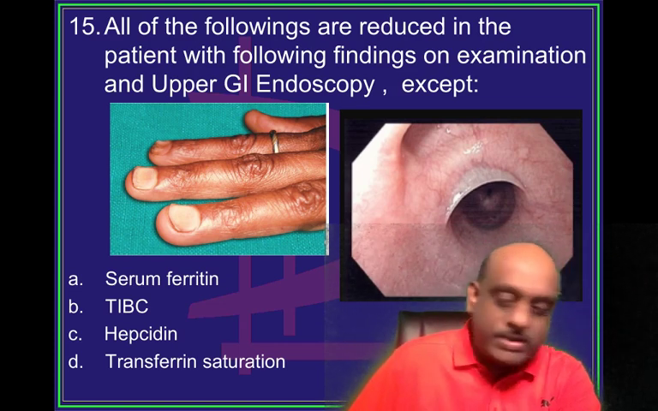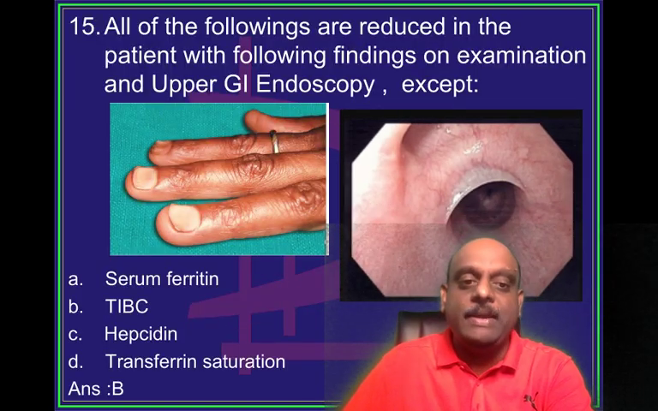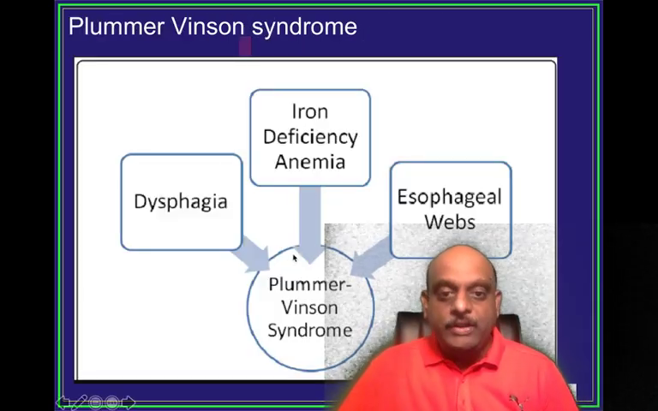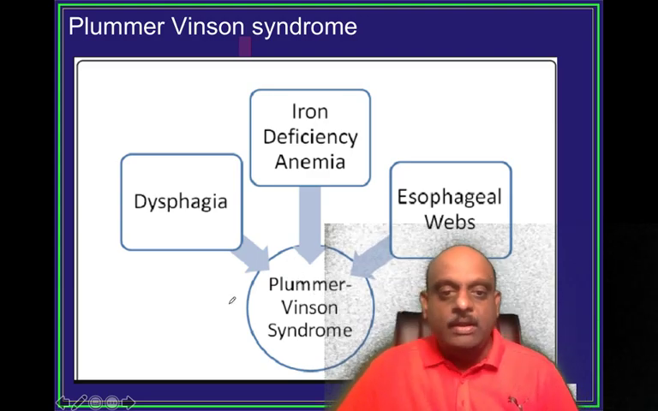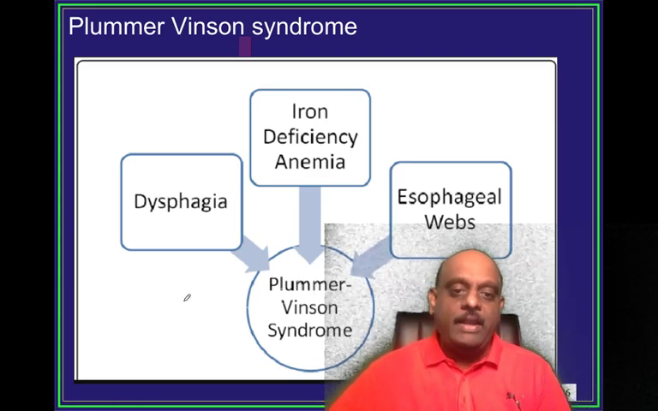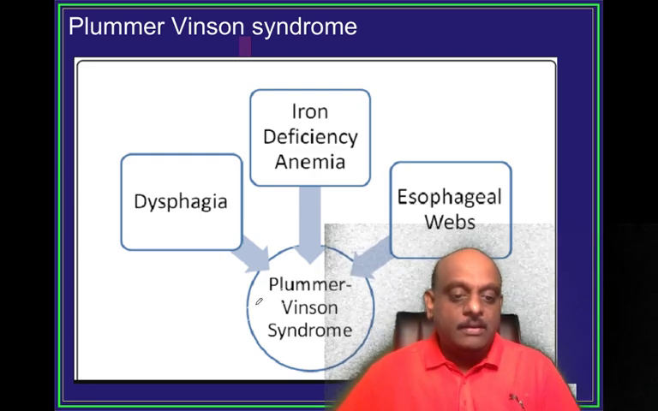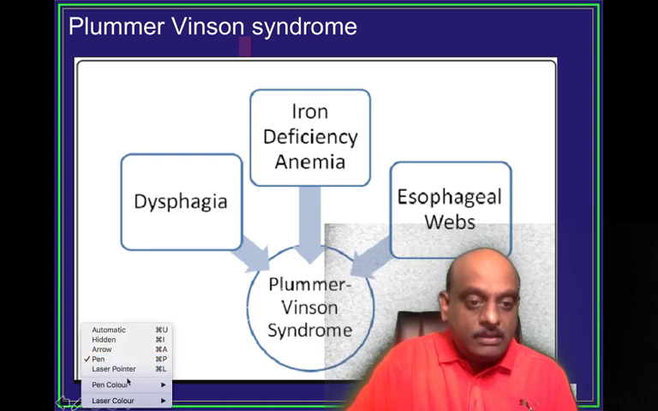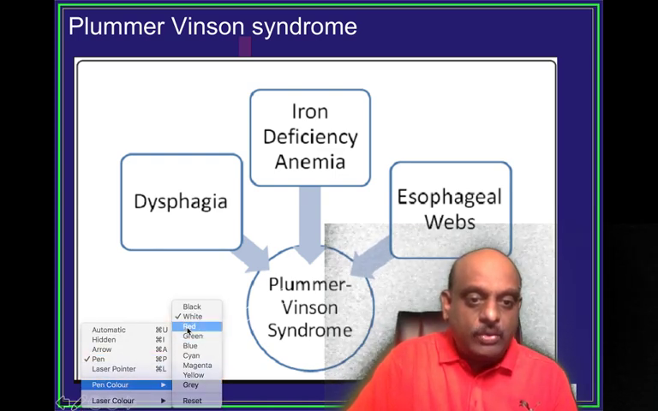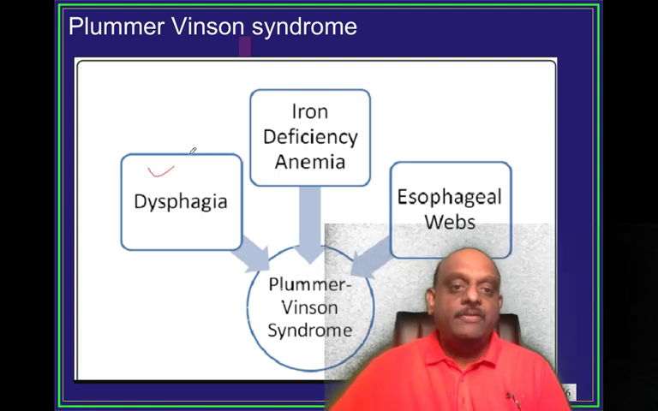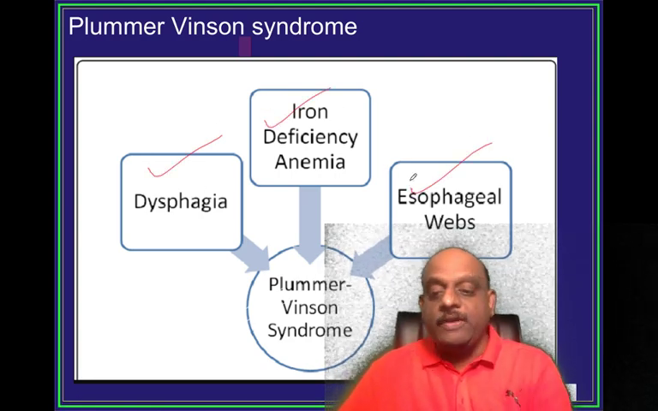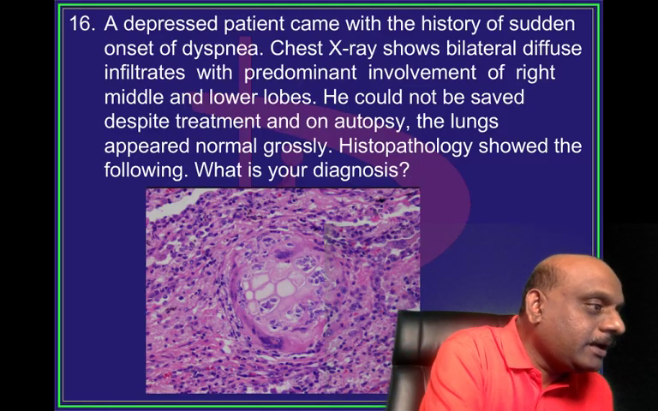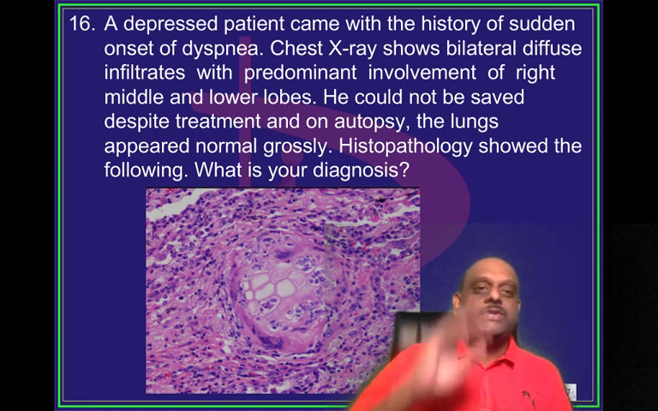Question number 15, most of you are saying B, absolutely. In iron deficiency, TIBC is elevated, is what you need to remember. So what is the combination, doc? You have Plummer-Vinson syndrome, and in Plummer-Vinson you will have dysphagia, iron deficiency, and esophageal webs, is what you need to remember. Absolutely. Rajit Shaw is also saying the same.